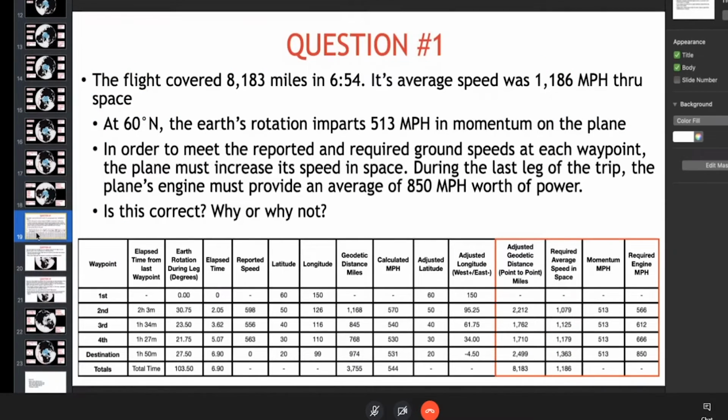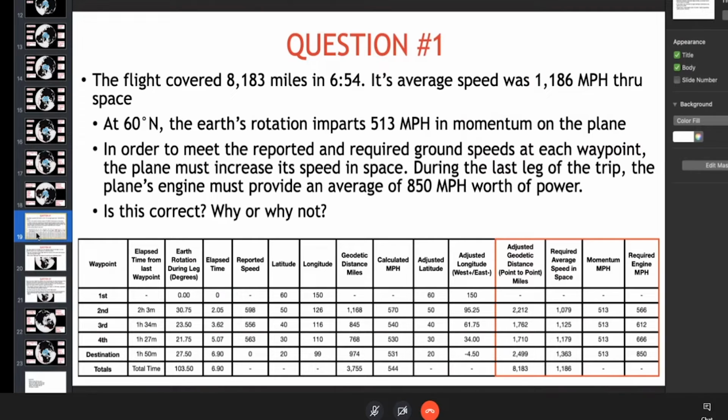Question number 1. The flight covered 8,183 miles in 6 hours and 54 minutes. Its average speed was 1,186 miles an hour. At 60 degrees north, they inherited 513 miles per hour in momentum on the plane. I probably used the word momentum wrong, so I'll hear about that.